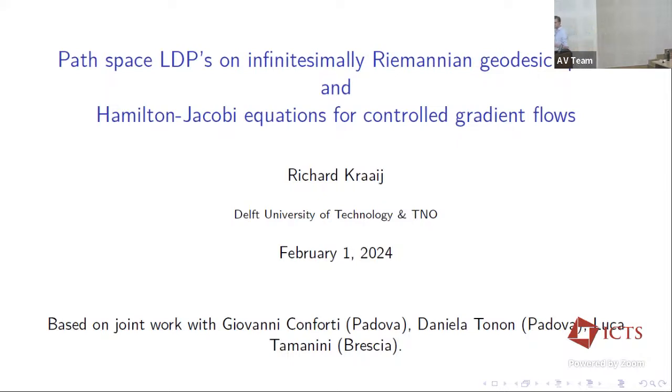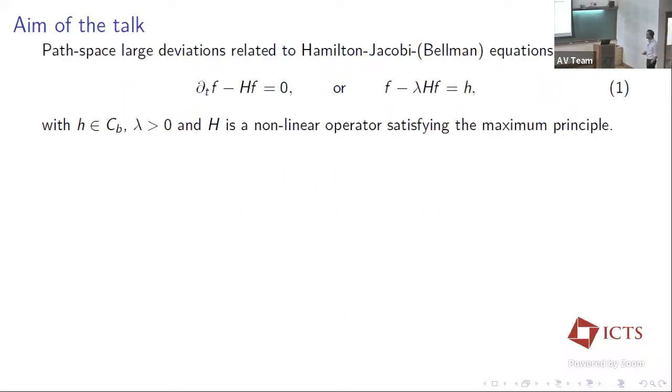Let's go to the setup, and I'm going to introduce this Hamilton-Jacobi equation. I'll introduce what this equation means from the perspective of large deviation theory, so if you've never seen it before, that's fine; we'll slowly ease into it. Path-space large deviations are related to Hamilton-Jacobi or even Hamilton-Jacobi-Bellman equations that come in two forms: either this one, where there is a time component, or the resolvent form.